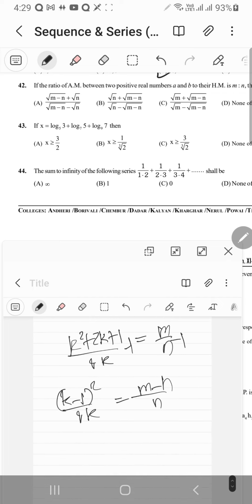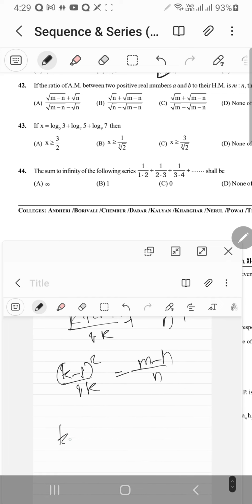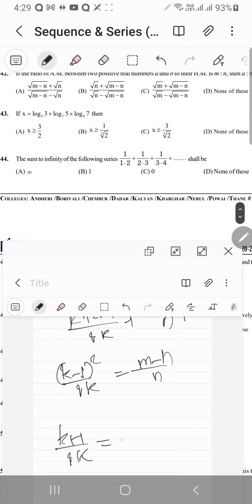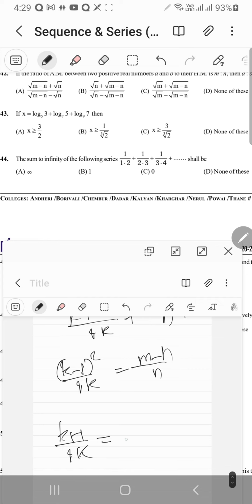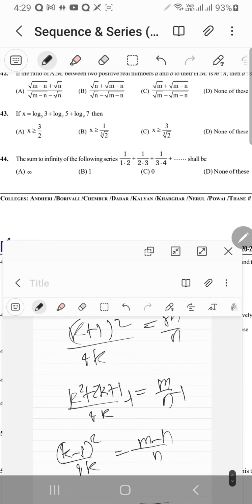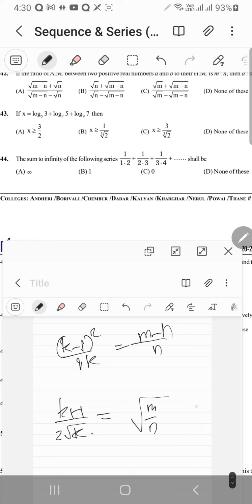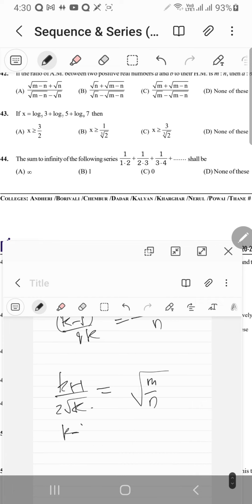Right. What I'm thinking is just take the square root. So k plus 1 upon 4k. Wait, k minus 1. Yeah, let's say that a was bigger than b. I don't care about that. And that would be square root. Okay, this would be 4 square root. So it is pretty much just 2 square root k over there, right? Taking the square root over there. That's square root of m upon n. And this guy, it's k minus 1 upon, once again, just 2 square root k.